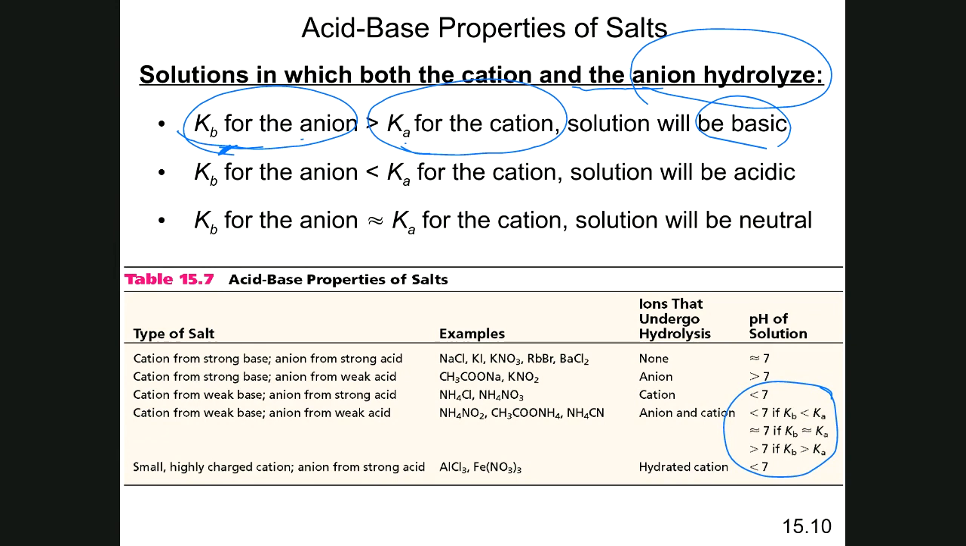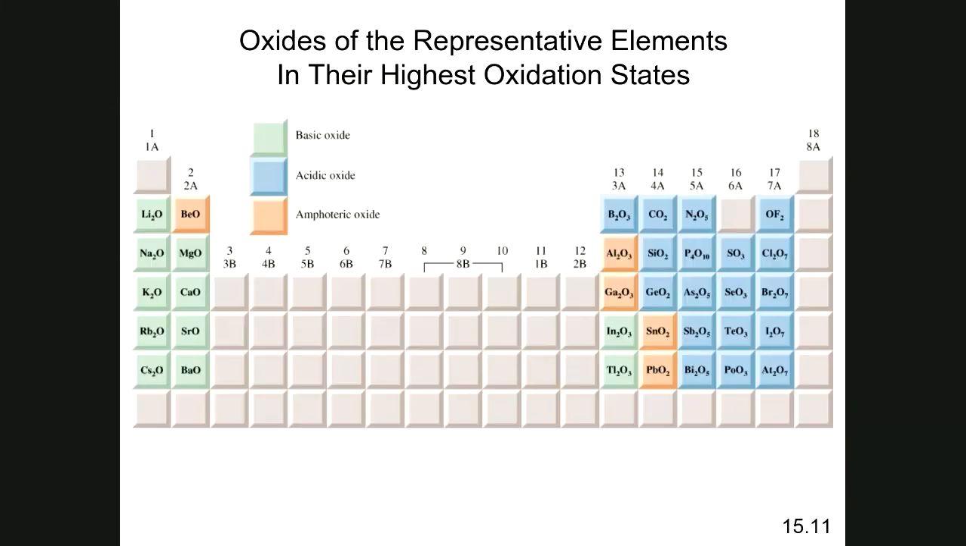The hydrated cations, these are the examples of iron and aluminum. These are basically the only ones that you have to be worried about. Highly charged ones are going to give you an acidic salt. Oxides of metals are going to give you a basic solution. Oxides of non-metals would give you acidic.